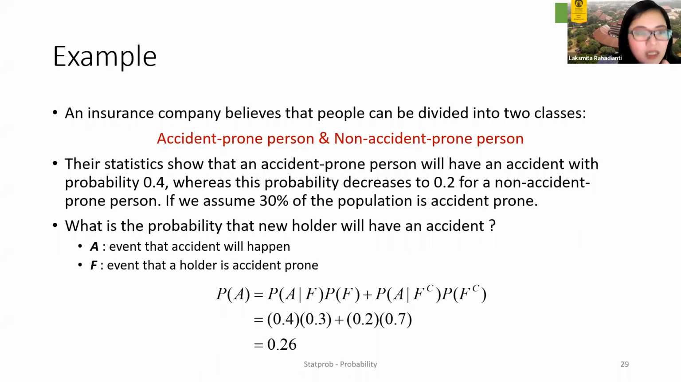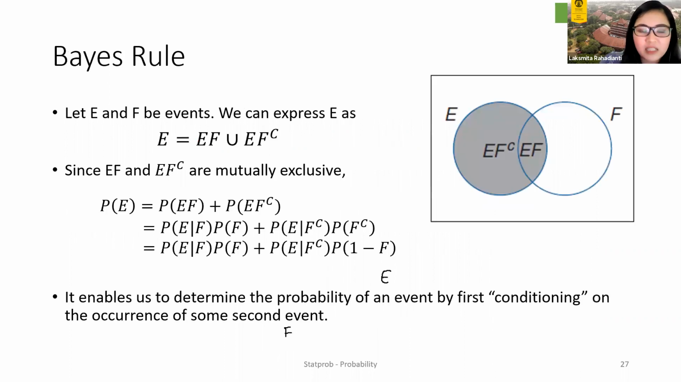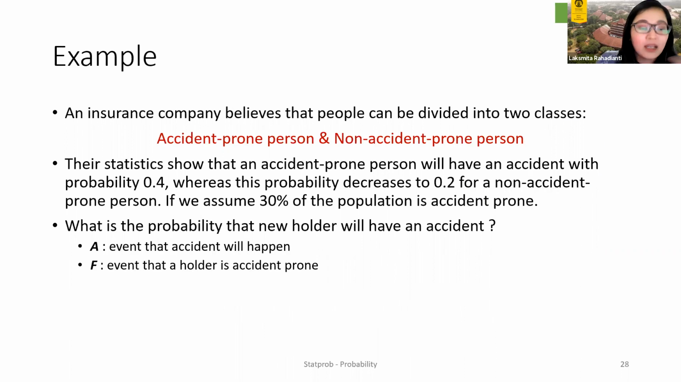So here you see that I'm trying to define the probability of an accident based on this predefined condition, if the person is accident prone or not. So up until now, we talked about two different conditions only, a binary case in which people are either accident prone or non-accident prone. In this case, it's either F or F complement. Let's try to extend that into more than two cases, not just a binary case, yes or no.